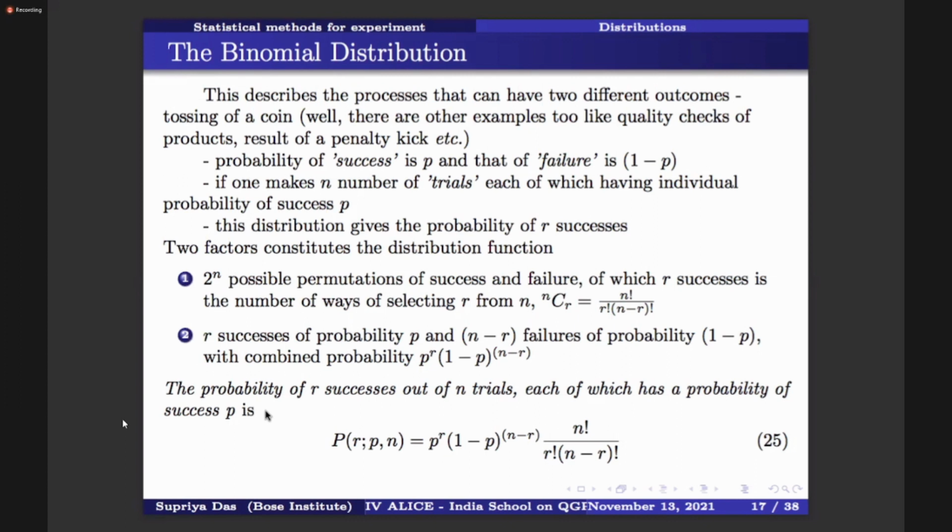In a similar way, this is a general term for r successes. You can actually calculate the probability of failure too, but for that your right hand side will be different. And this is what is called a binomial distribution.